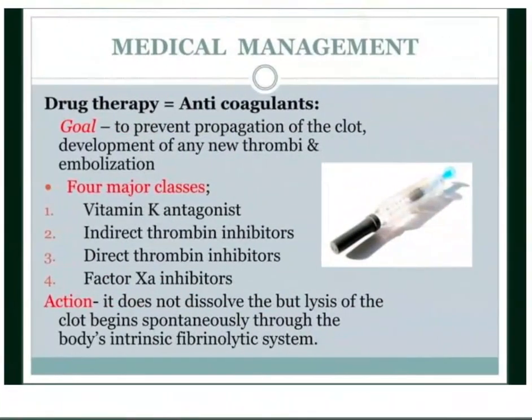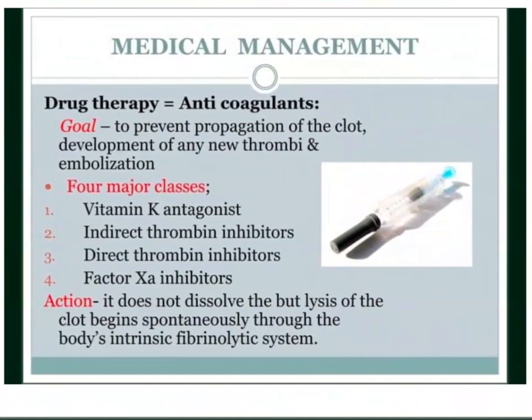We've got vitamin K antagonists like warfarin. We've got the indirect thrombin inhibitors, the direct thrombin inhibitors, and factor 10 inhibitors. The other class which we can talk about is the direct oral anticoagulants, such as apixaban and rivaroxaban. Those are the direct oral anticoagulants.